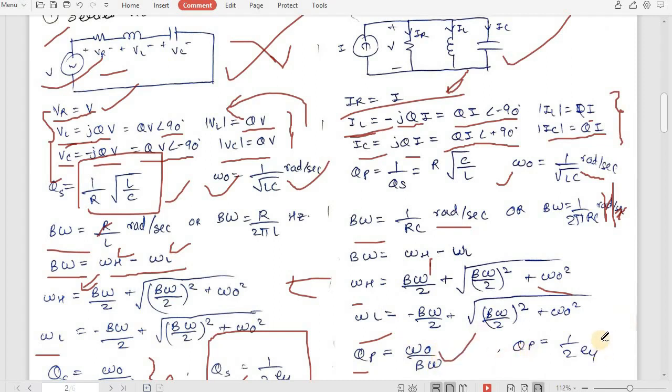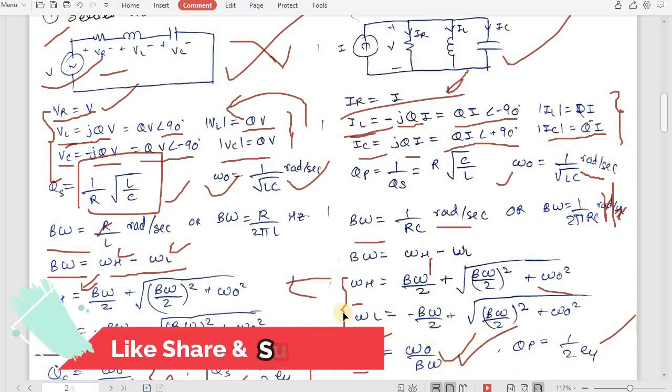Just take note that zeta, omega naught and bandwidth for parallel RLC network are different compared to the series RLC network, but the formulas for omega H, omega L, QP, QS in terms of zeta, omega naught and bandwidth are the same. So take note of it.